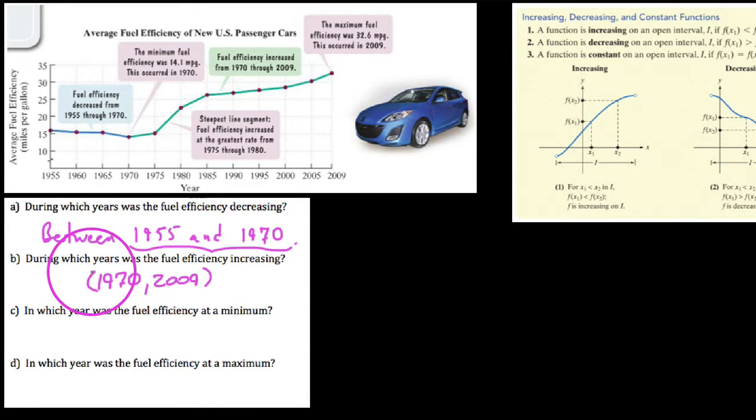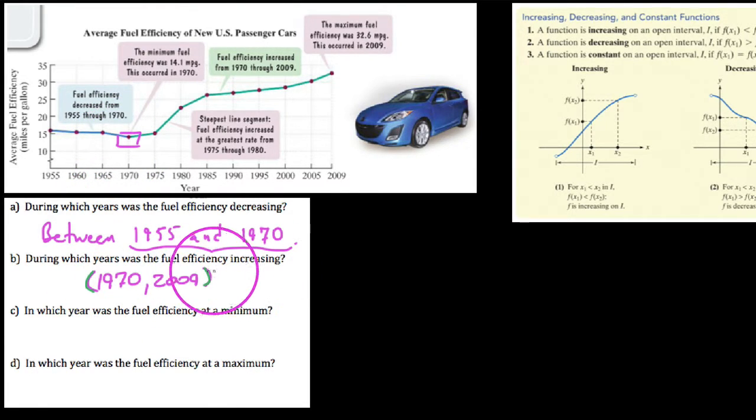You'll also notice that I use parentheses on the endpoints, so it's the open interval from 1970 to 2009. The reason is, well, in 1970, what's it doing? It looks like we have a minimum fuel efficiency here, the lowest it ever gets. So it went from decreasing to increasing, causing this minimum to occur. I could say nothing about whether it was increasing or decreasing at that point. I just know that it turns around.